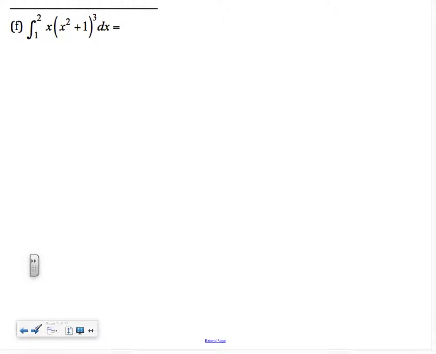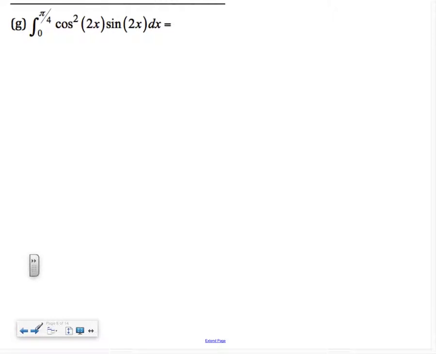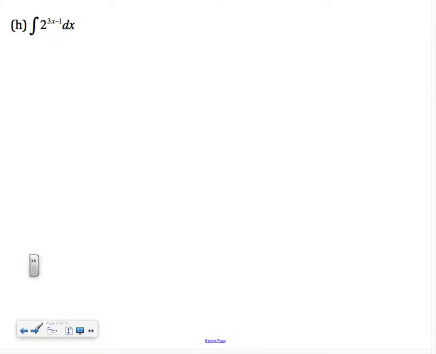This is just a definite integral. If it's okay with y'all, I'm probably going to skip that. Just change your limits. I think you know how to do that. We'll do one of these. I don't think I need to do all of them.